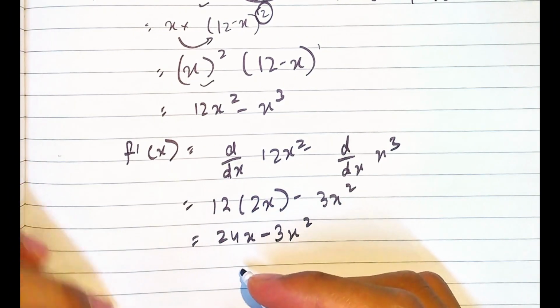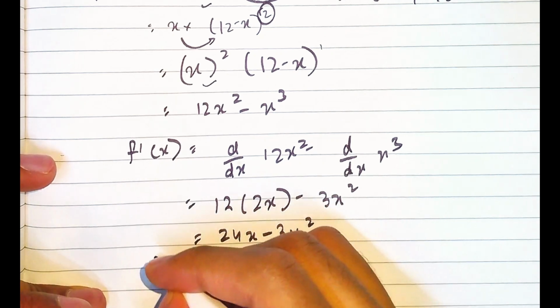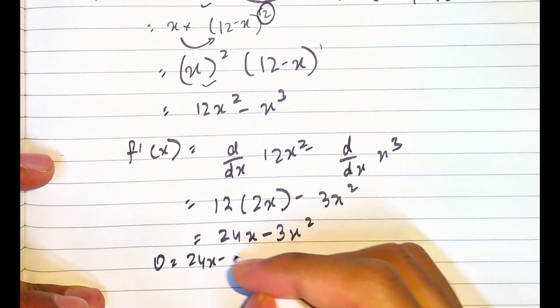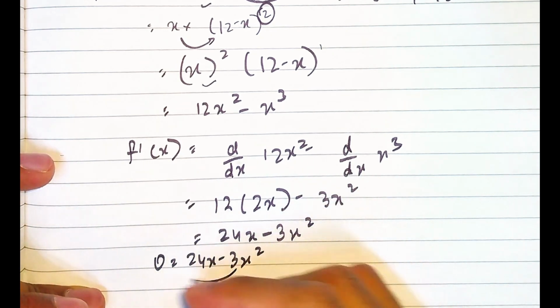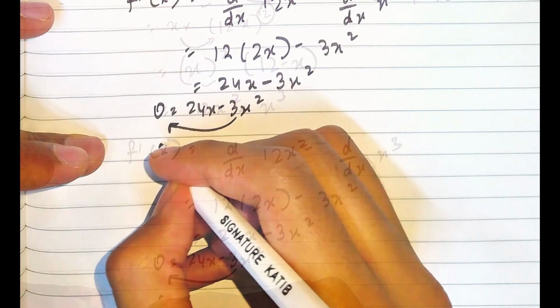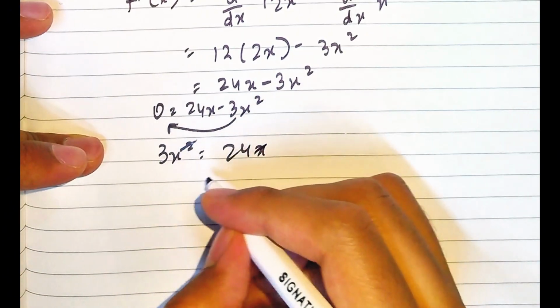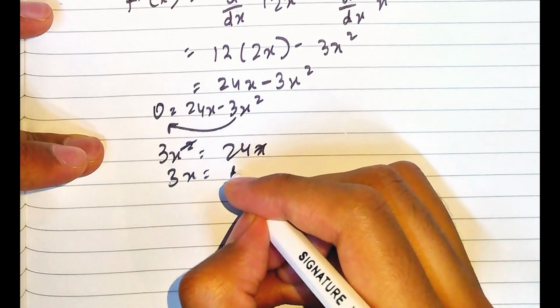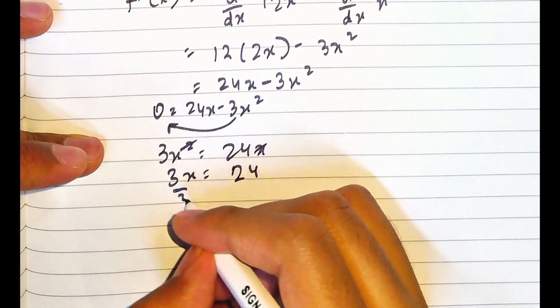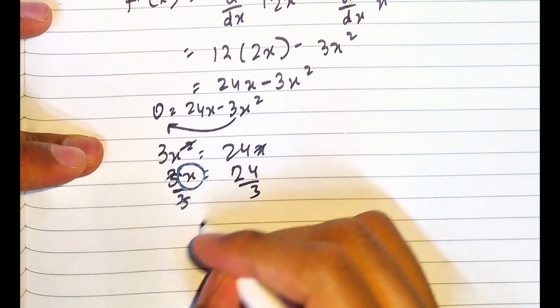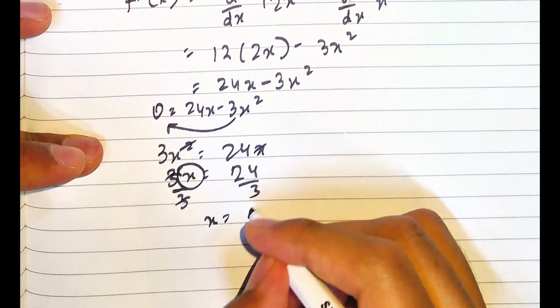Now let's set this equal to 0 so that we can get a value of x. So we have 0 is equal to 24x minus 3x square. Now let's move the 3x square to the opposite side so it becomes positive. So we have 3x square is equal to 24x. Now one x will be cancelled by the power, so we have 3x is equal to 24. Now we can divide by 3 on both sides to get the value of x. So x is equal to 24 divided by 3, which gives us 8.